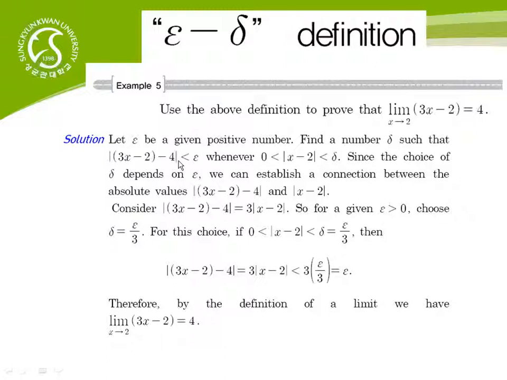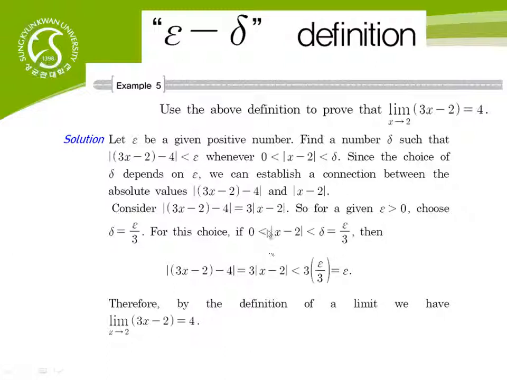In order to do that, all we have to do is start from here: 3x minus 2 minus 4. Simplify. Then 3x minus 2 minus 4 is 3x minus 6, which is 3 times the absolute value of x minus 2. So whenever the absolute value of x minus 2 is less than delta, we can make this less than epsilon. How can we do that? We make a relationship between epsilon and delta.